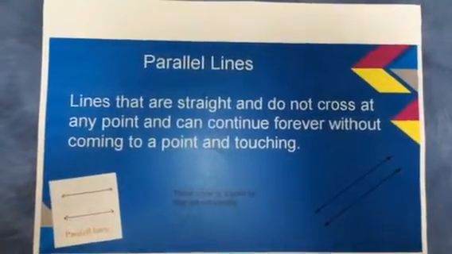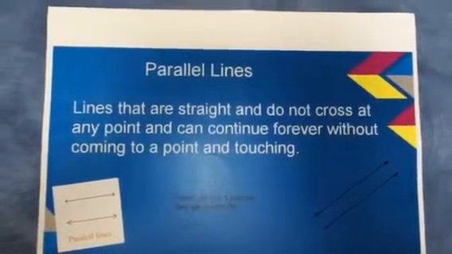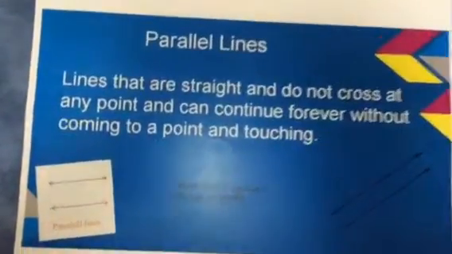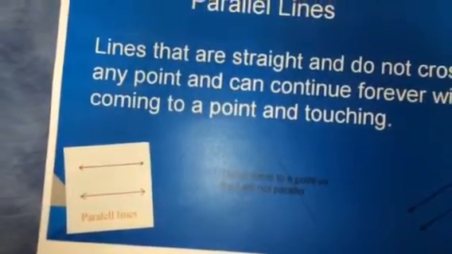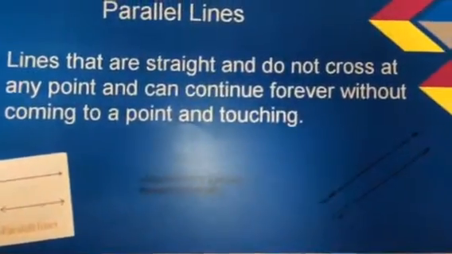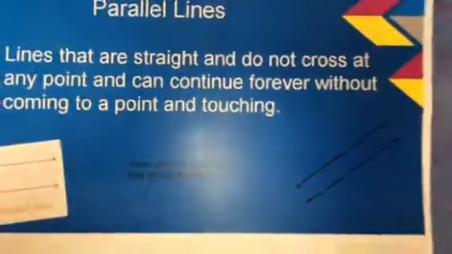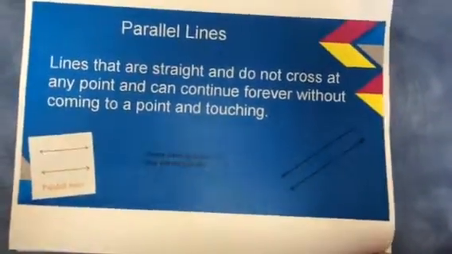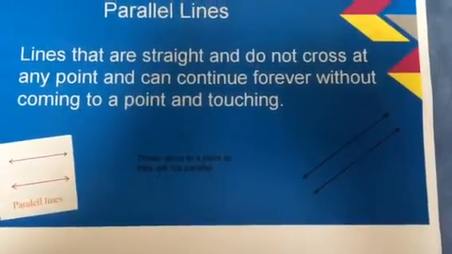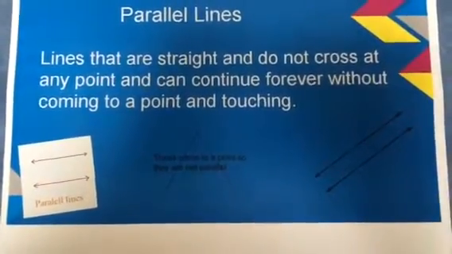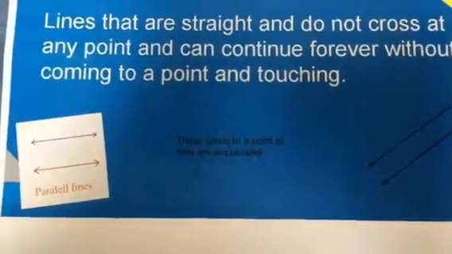Parallel lines, lines that are straight and do not cross at any point and can continue forever without coming to a point and touching. Those are all parallel lines. Can you pick which one is not a parallel line? This triangle does not represent a parallel line. They come to a point and they are not parallel.